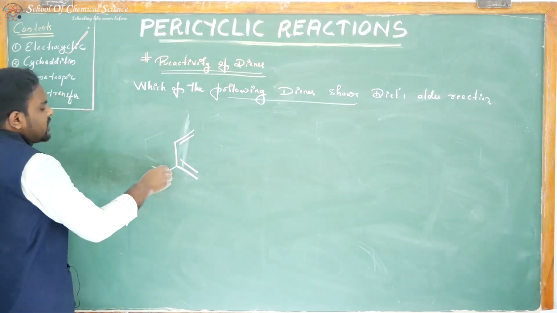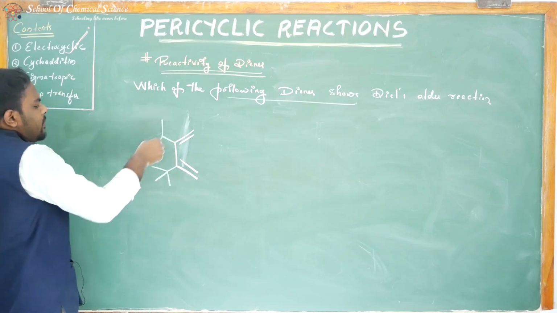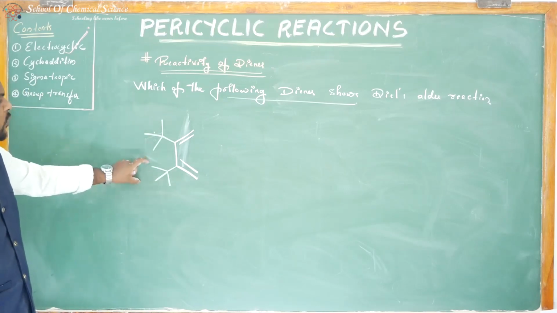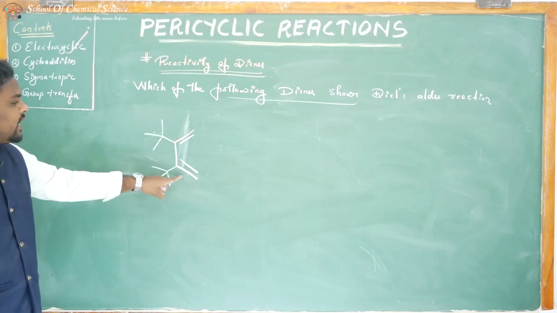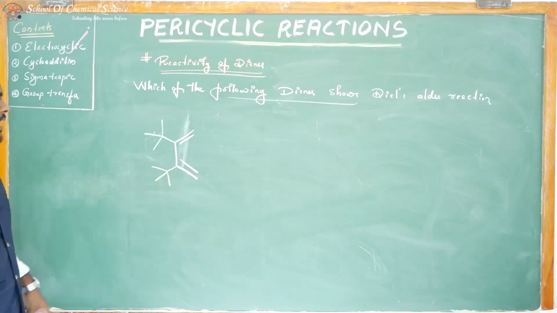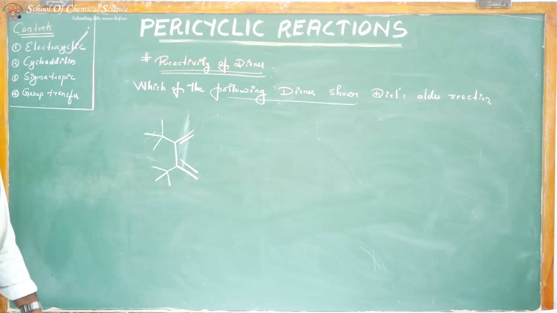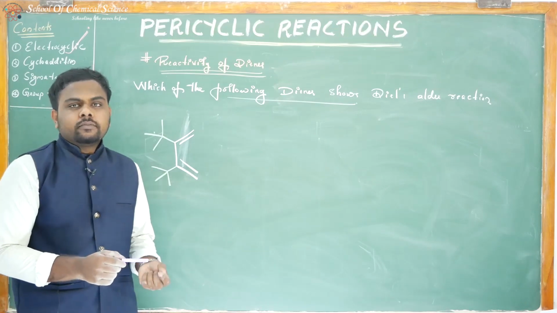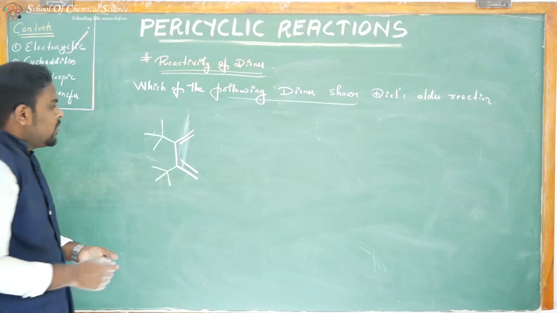Here a substituent is there which is a tertiary butyl group. Here also a tertiary butyl group is there. So two tertiary butyl groups at the second and third position. So a substituted 1,3-butadiene. This is called tertiary butyl group. My question: whether this diene shows Diels-Alder reaction or not.